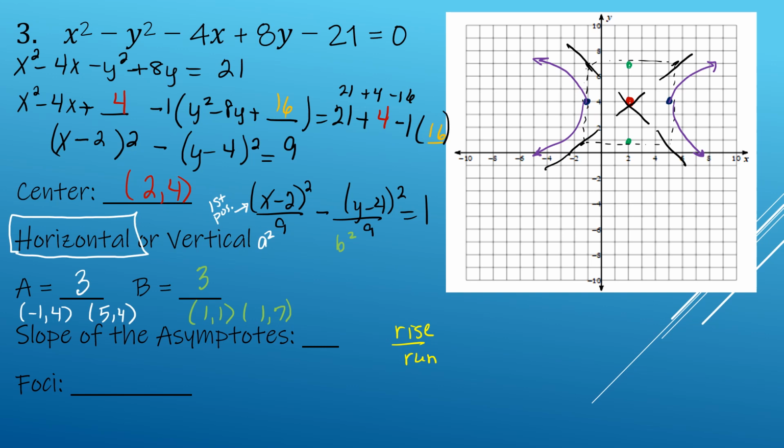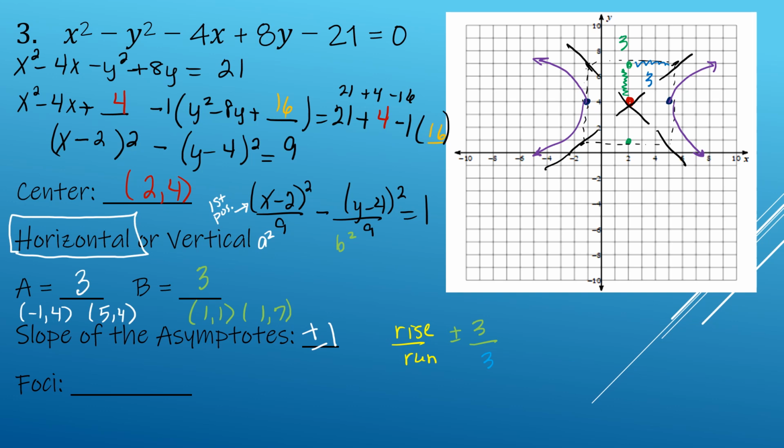So from the center, how far up do I travel? What is the distance from the center, in this case, to a covertice? 3. Okay, so my rise is positive and negative 3. Over my run, how far did I travel to the left and to the right to get to a vertice from the center? I also traveled 3. So this happens to be 3 over 3, which simplifies to give us a slope of positive and negative 1. And that's kind of nice.